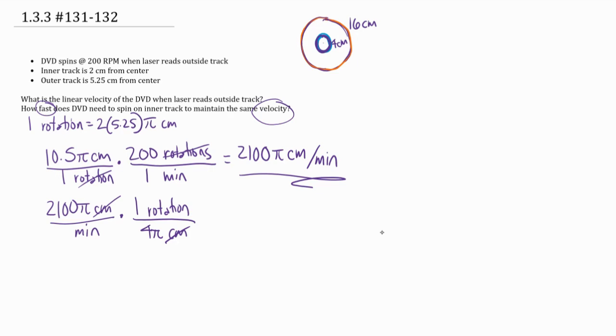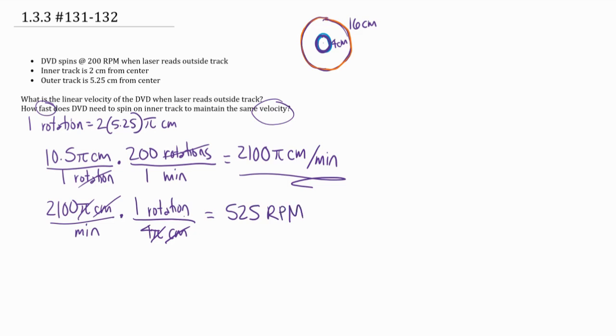So I am multiplying by one because one rotation is equal to 4 pi centimeters. Then my centimeters cancel, my pi's cancel, and I end up with 2100 divided by 4, which is 525 rotations per minute.